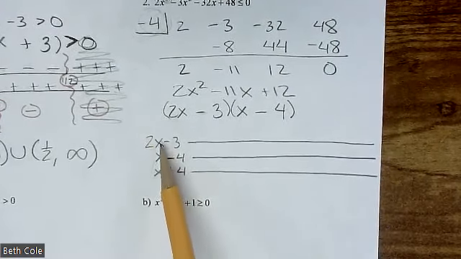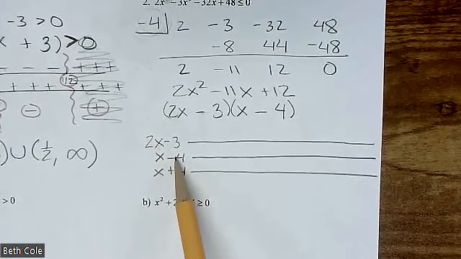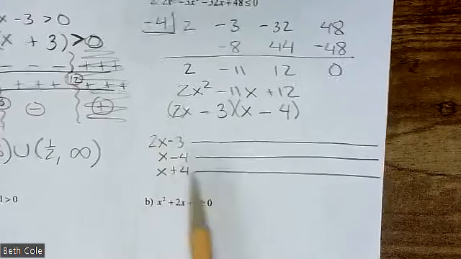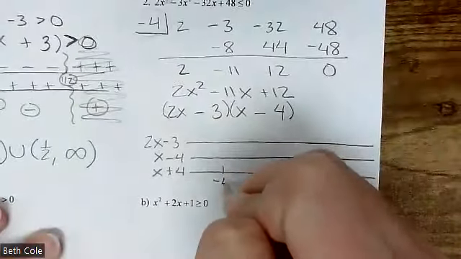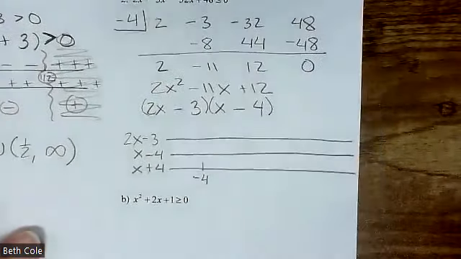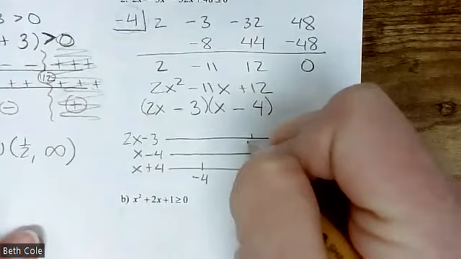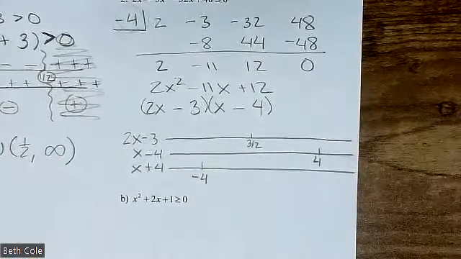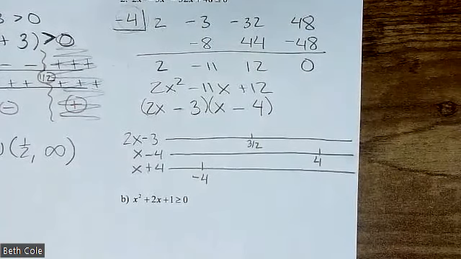3 halves, which is 1 1/2. Okay, this one would be 4, and this one would be -4. Okay, so -4 is the smallest. And then 3/2, and then +4.